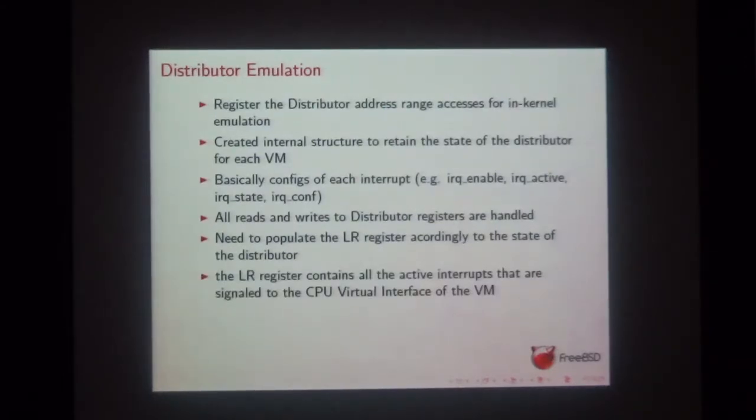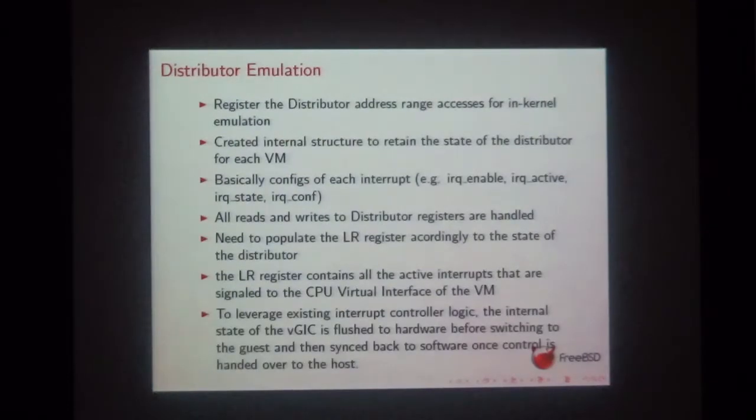In the other we have all the active interrupts that will be assigned to the CPU virtual interfaces, as I was telling you earlier. And to leverage the existing interrupt logic, we have the internal state of the virtual generic interrupt controller of a virtual machine in memory in a structure. Whenever a guest runs, we have to restore the state of this GIC and save it whenever the guest exits its running time.